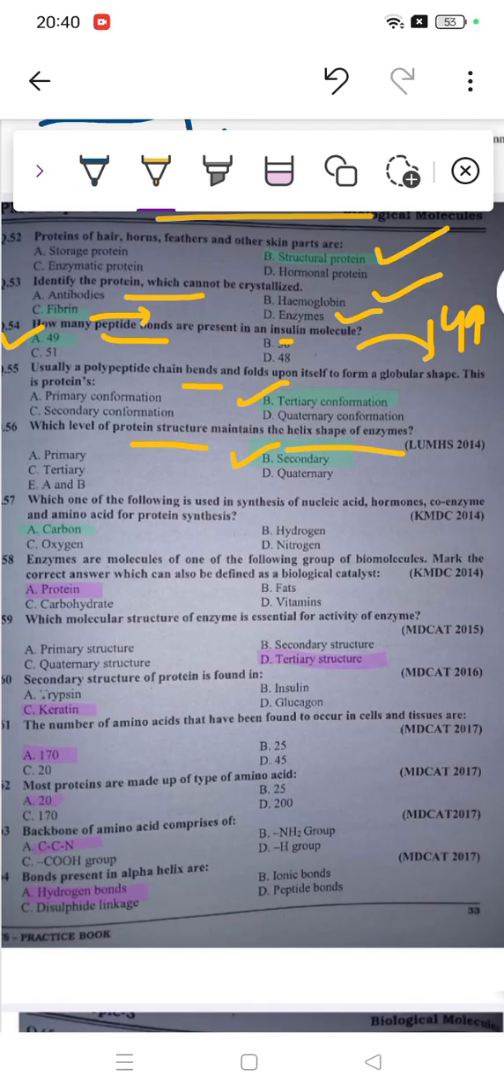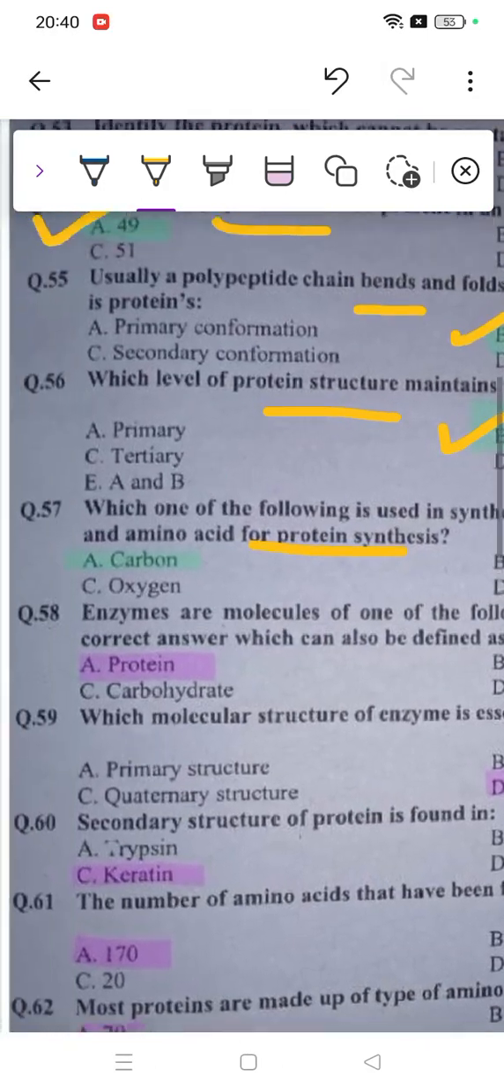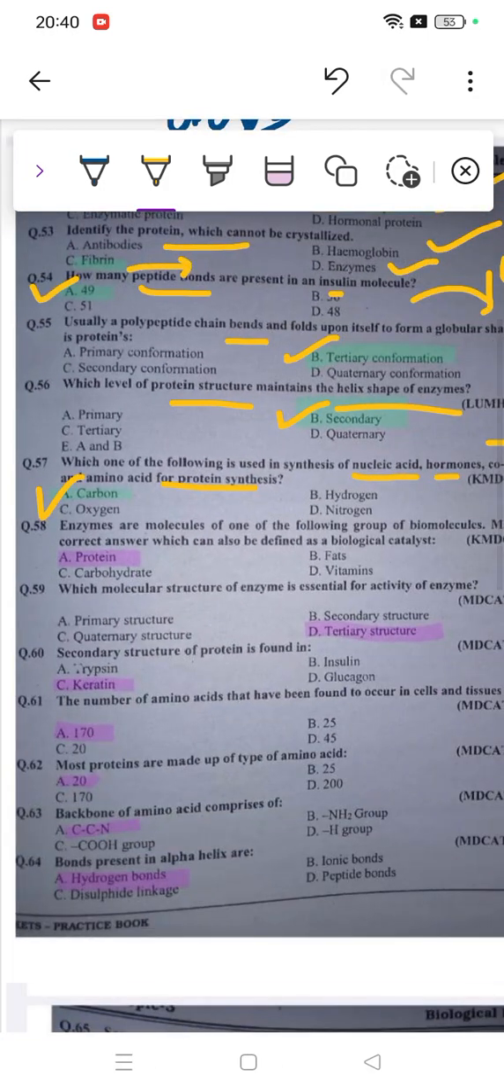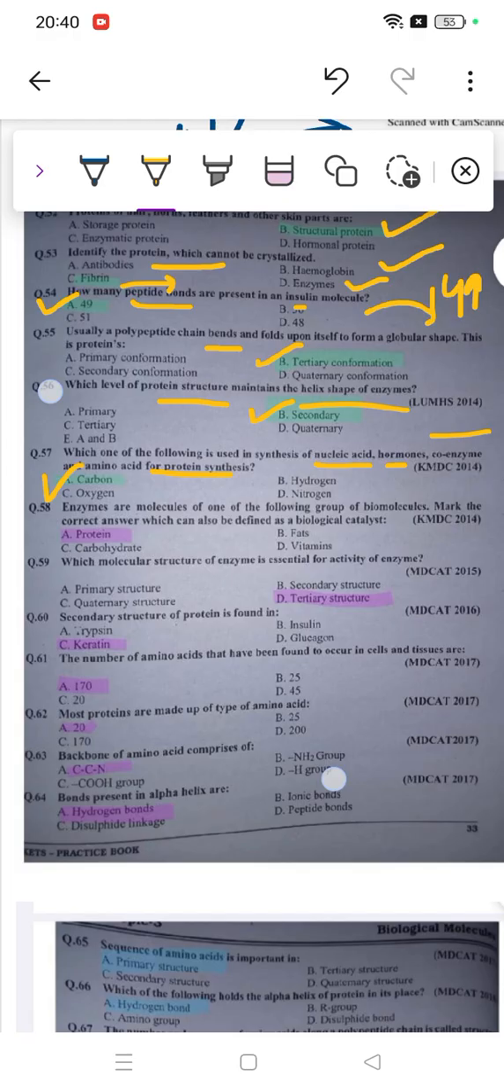Which element is used in the synthesis of nucleic acids, hormones, coenzymes, and amino acids? So this means carbon is required. Carbon is very essential for nucleic acids, hormones, coenzymes, everything. However, these three are used after carbon. Then we have the requirement of oxygen, then hydrogen, then nitrogen. But here specifically carbon would be the right option. Enzymes are molecules of one of the following groups of biomolecules.